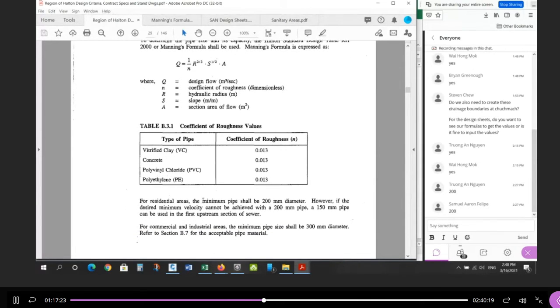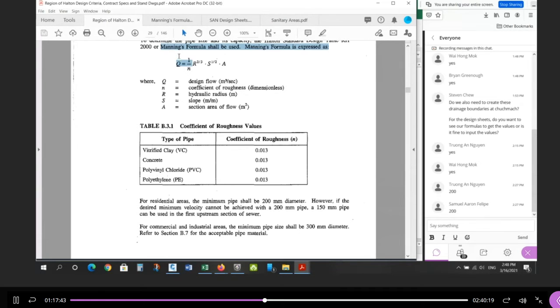So what we're looking for here, for residential areas, the minimum pipe size shall be a 200 millimeter pipe. A 150 millimeter pipe can be used for the first upstream section of a sewer. That means the dead end pipe can be a little bit smaller.